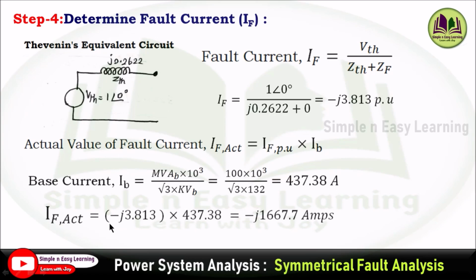Now you can substitute here to find the actual value of current. Actual value equal to per unit value of fault current into base value, that will be equal to minus j 1667.7 amps. So this is your actual value of fault current.